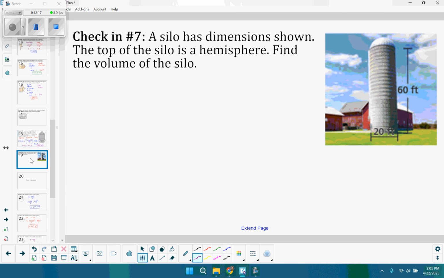The last one for you to try is right here. You can pause, check your answers on Google Classroom. Just be careful, they're giving you the diameter of both the cylinder and the hemisphere. That is it for section 11.8.